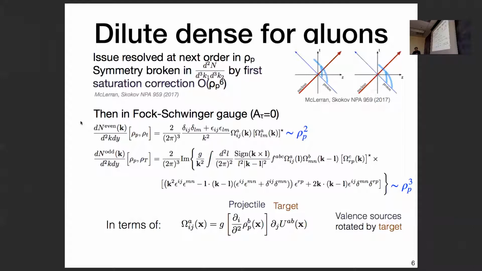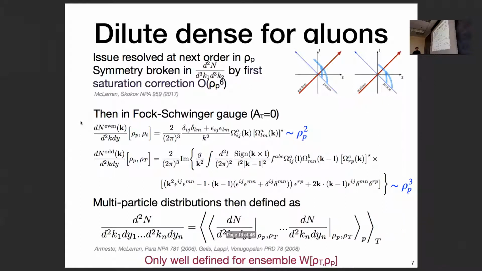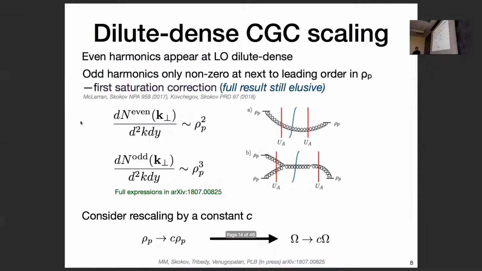What I want to pick out here is the scaling one observes. One sees that the even contribution goes like rho projectile squared, whereas the odd contribution comes in like rho projectile cubed. This is in one gauge, but the same results have been obtained in a different gauge. To define a multi-particle distribution, one can take these single particle distributions and take products of n of these, for instance. Then, averaging over the ensembles of projectile and target color charge densities, one can get an n particle distribution. This is how we are approaching this problem.